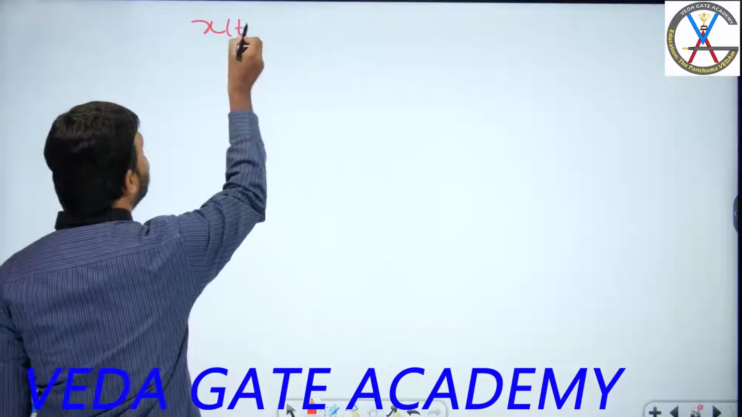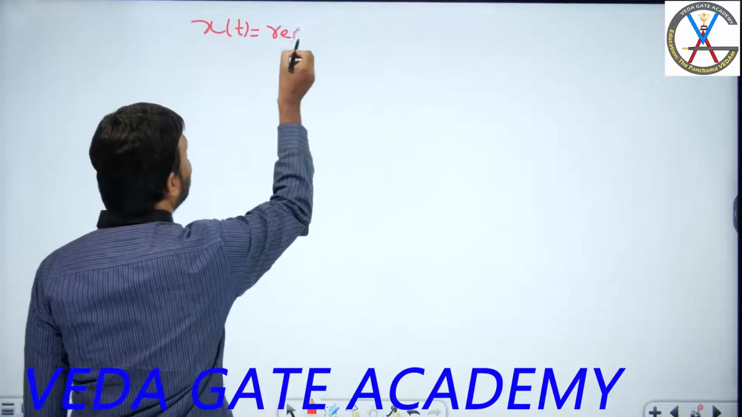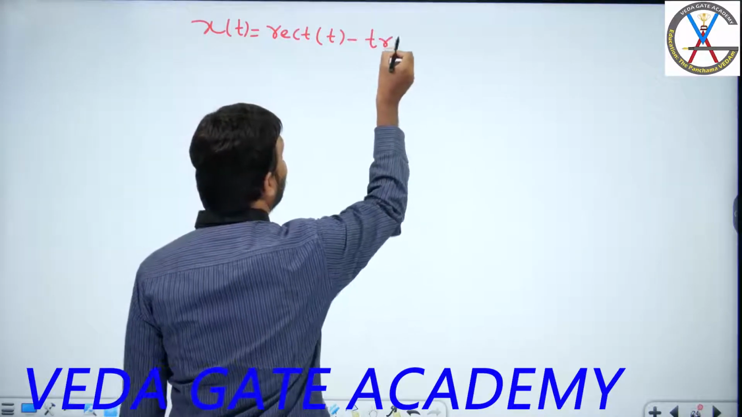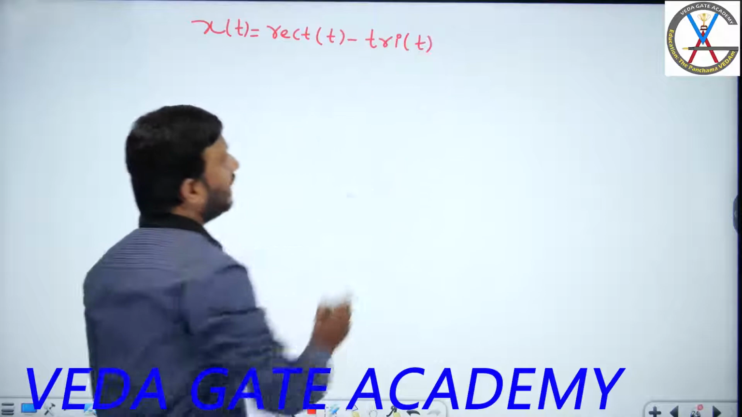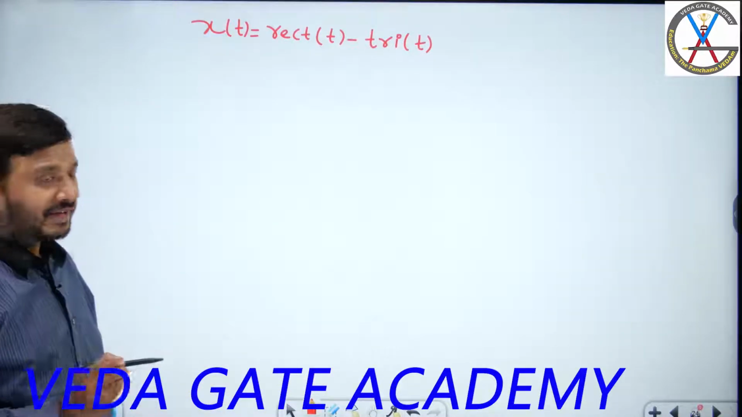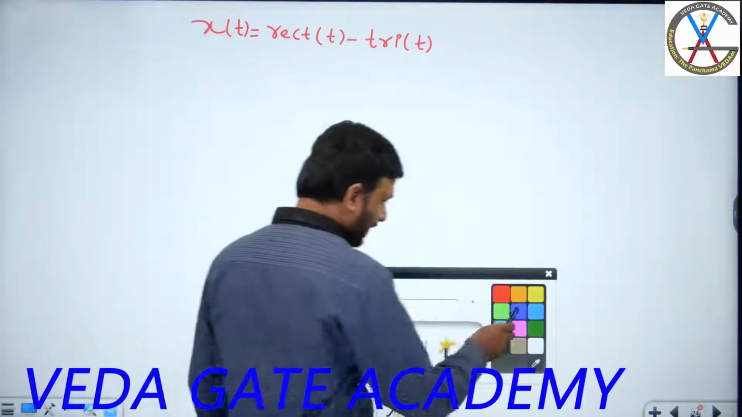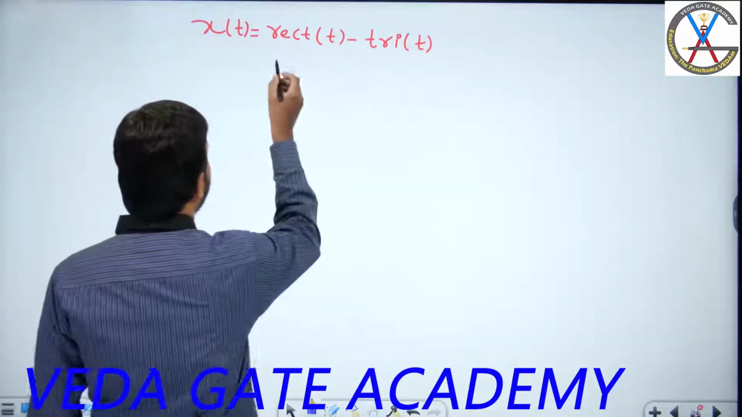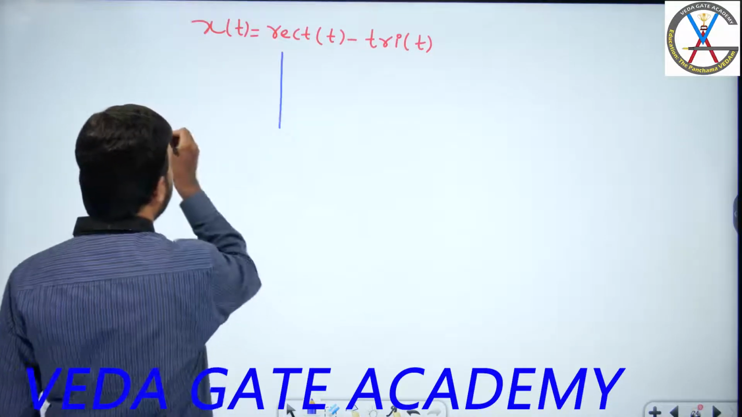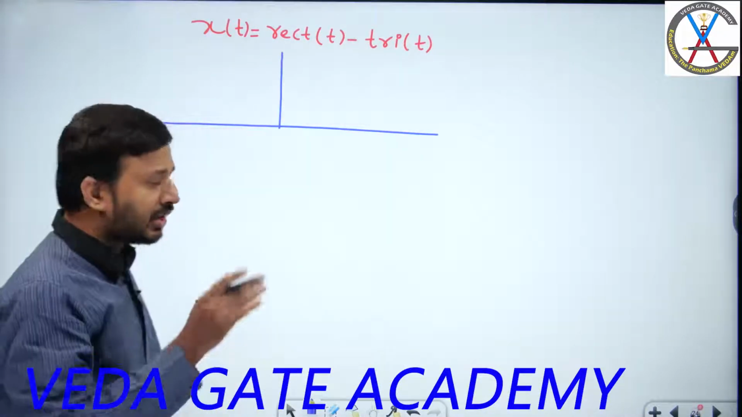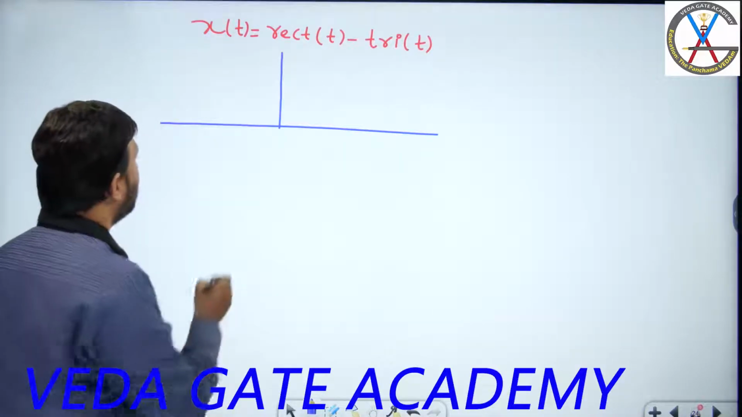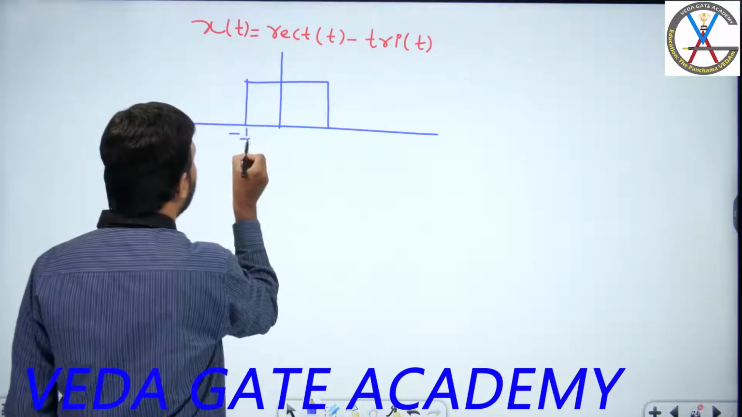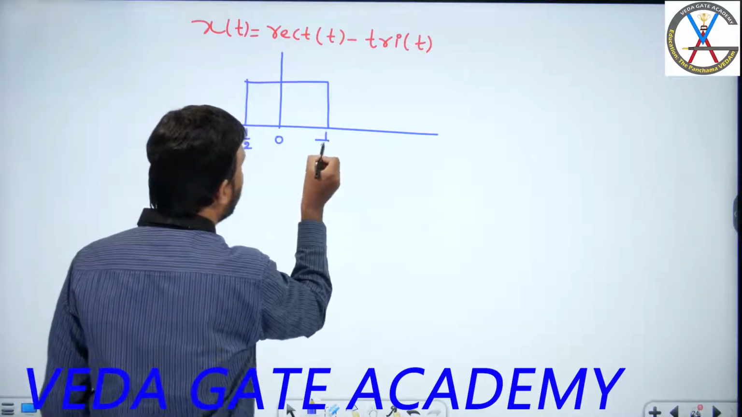I want the shape of this signal: rect(t) minus tri(t). In the previous case, rect(t) plus tri(t). Now rect(t) minus tri(t). Let's draw the shapes of the signals and observe. Even if you have not understood the previous one, try to understand from this example. Rect(t) means a rectangular pulse varying from -1 by 2 to 1 by 2. This is rect(t).